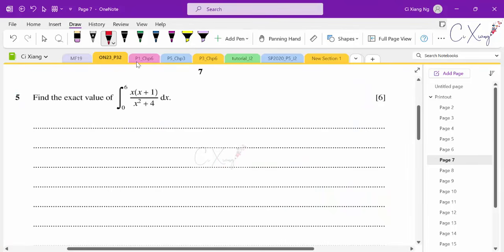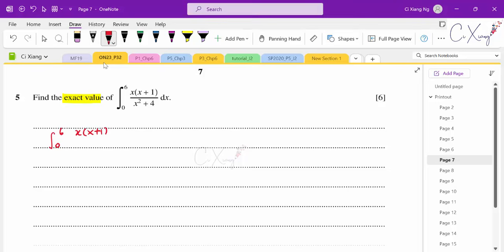Okay, so now we are at question number 5. They want us to find the exact value of this integration. Okay, then let's have a look and see how we can solve this. Right. Okay, so we are given a fraction, x over x, multiplied with x plus 1 over x squared plus 4.